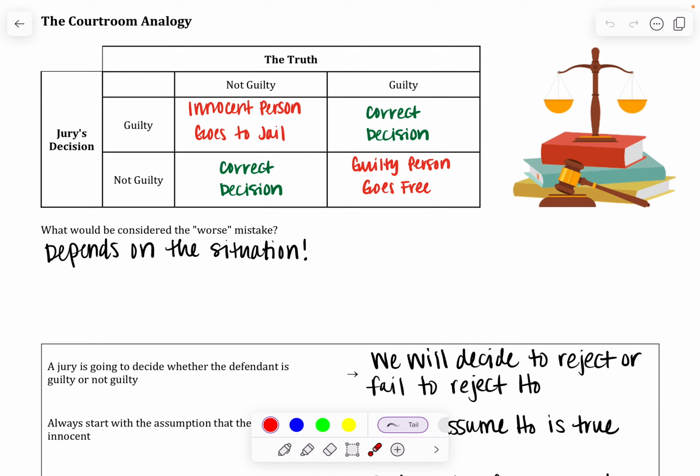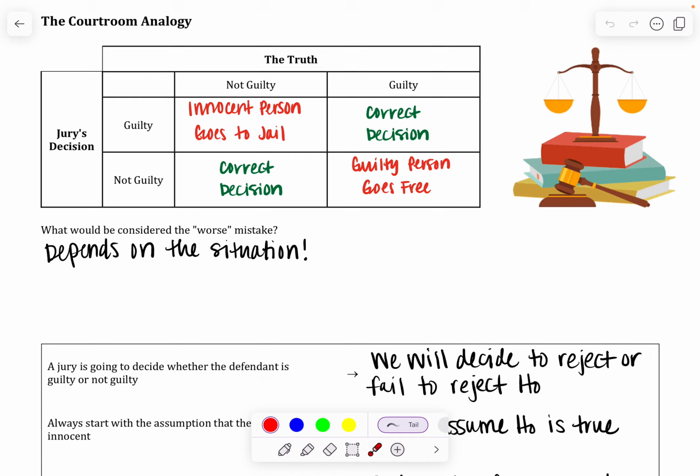And then there are cases where you make a mistake. And so an innocent person goes to jail or a guilty person goes free. And a lot of the time we potentially make those types of errors when we are running hypothesis tests in stats. Not on such a high caliber in most cases, but it's just an analogy.